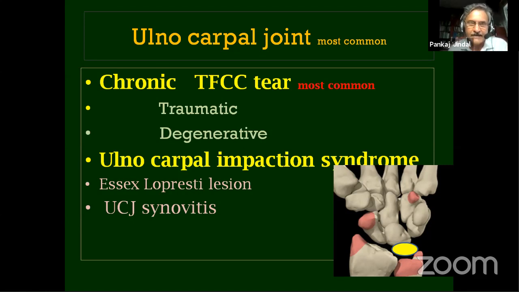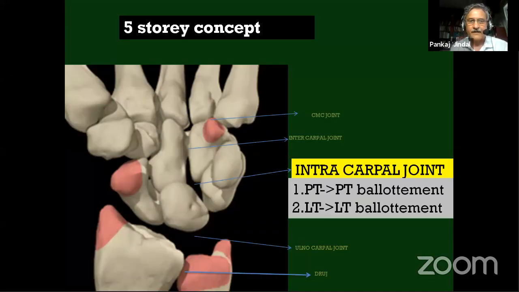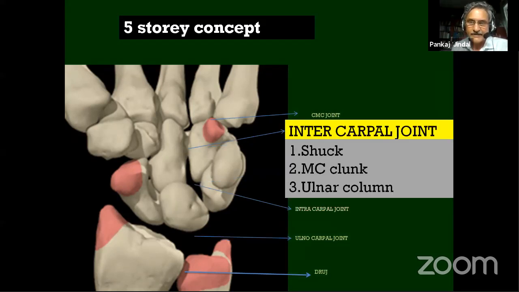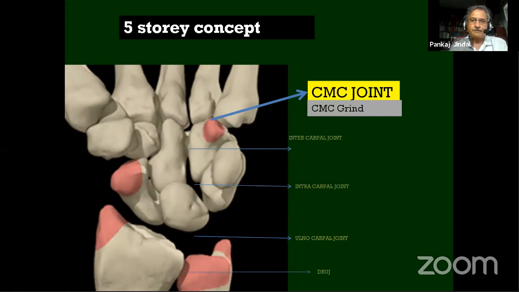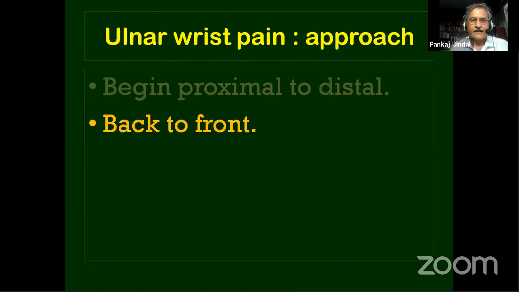On the 2nd floor is the ulnocarpal joint we are going to talk about. I am not going to detail, but chronic TFCC tear in a cold patient, late presentation, ulnocarpal impaction. Again, we are going to talk about these things here. I'm just enumerating to begin the discussion. Then going to the 3rd floor, it's the intracarpal or midcarpal joint. The 4th story is the intercarpal joint. The last top is the carpometacarpal joint. So if you follow this sequence, you are least likely to miss anything, and you will clinch the diagnosis.